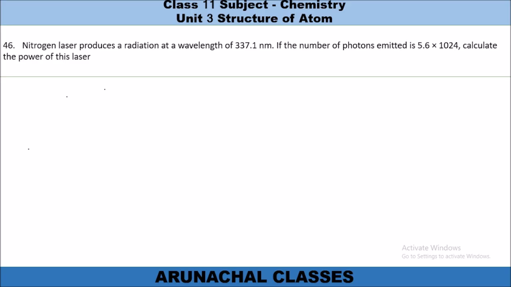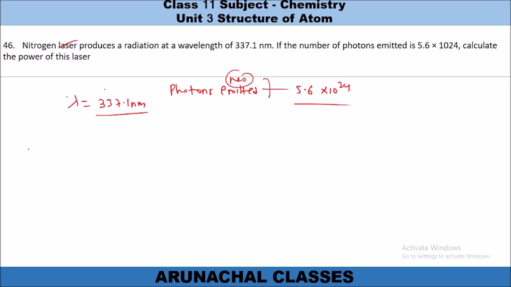Going for question number 46. It is talking about a nitrogen laser that produces a radiation at a wavelength of 337.1 nanometer. If the number of photons emitted is 5.6 into 10 power 24, these many photons are emitted, calculate the power of the laser. We have to calculate the power of the laser.